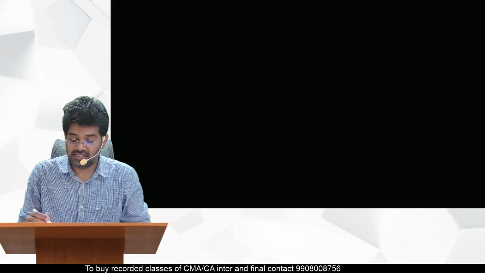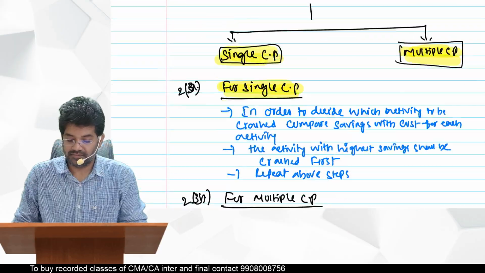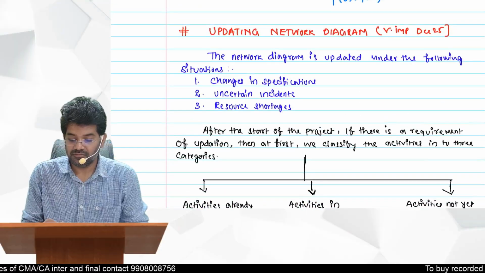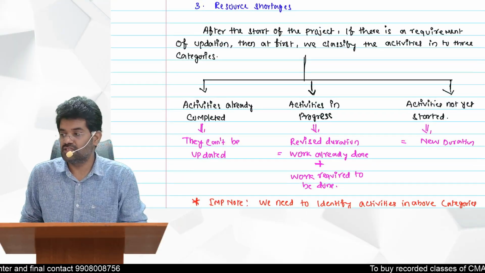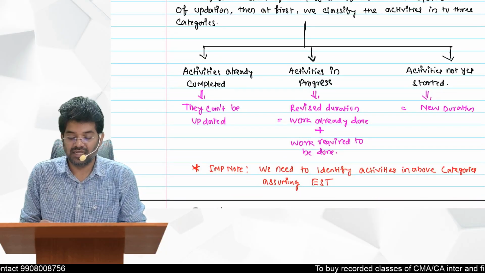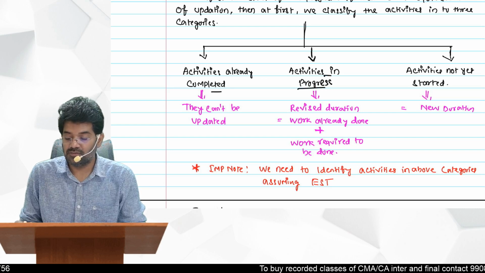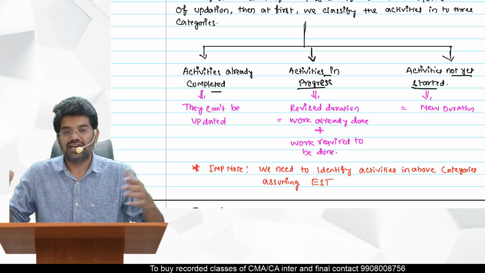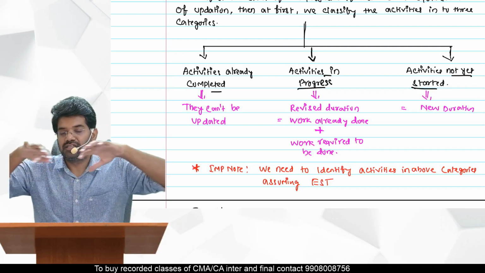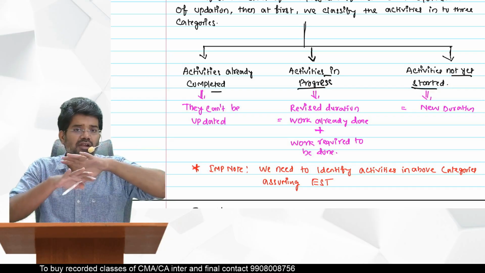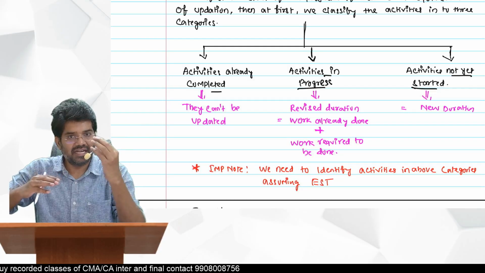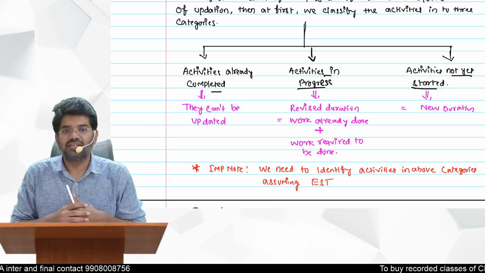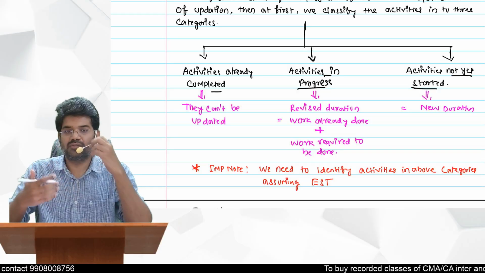So that's it. That is your updation concept. So what we just completed is updation of network diagram. For this you should classify the activities into 3 categories: activities already completed, activities in progress, and activities not yet started. Already completed you cannot update, which are in progress take already completed time plus extra time, you will get the revised duration. Not yet started, directly revised durations only you can take. Then again your critical path will get revised.